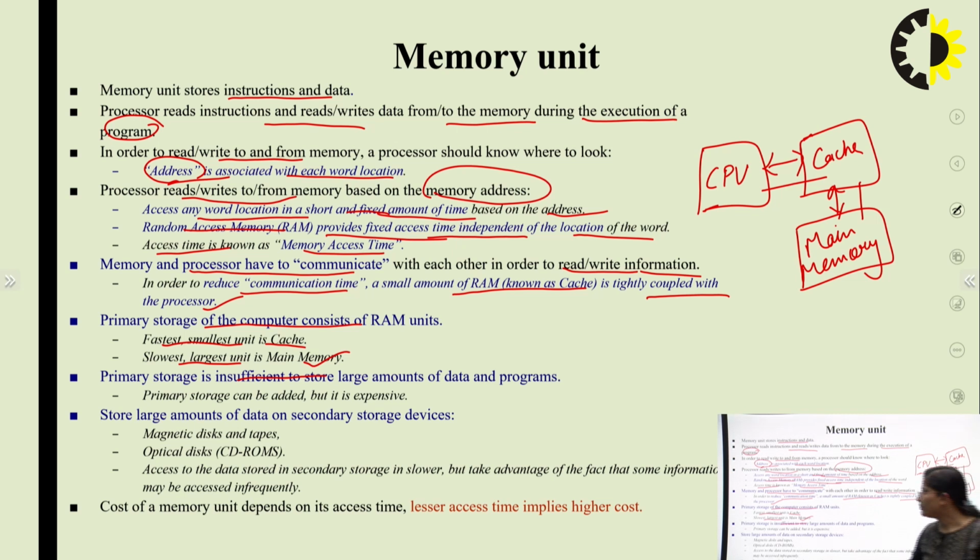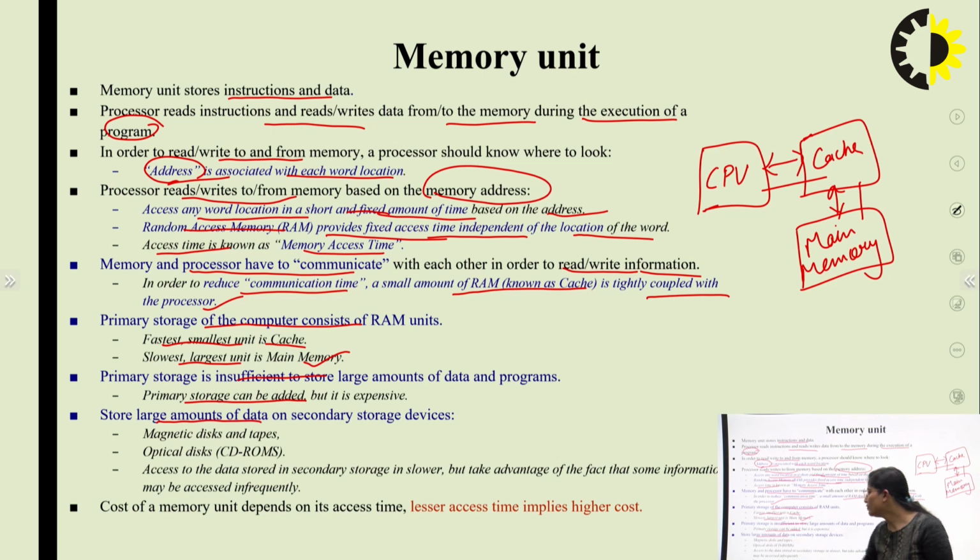So primary storage can be added. If we have 512 MB of RAM and the storage is not enough and we need to store data in TBs, then we can add RAM, but it will be quite expensive to increase the size of RAM, because it is very costly.